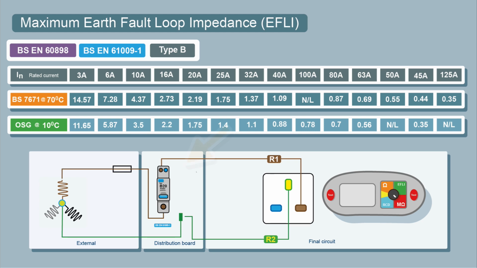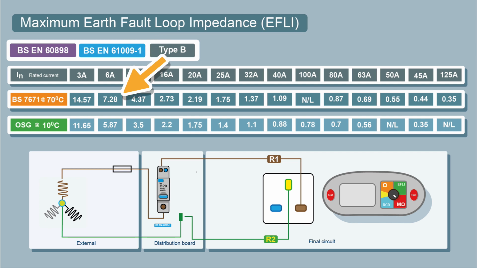So back to our two tables. I'm going to stick with resistance for now. So we have to trip this protective device within 0.4 of a second, say. And depending on the In, the rated current of the protective device, we get different values. If I had a 6 amp circuit looking at BS7671, the maximum resistance of that circuit, so that RCBO would trip within 0.4 of a second, is 7.28 ohms.